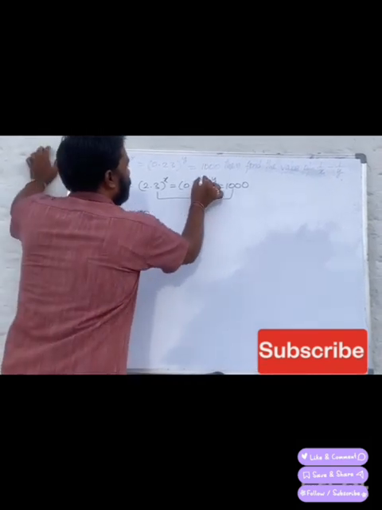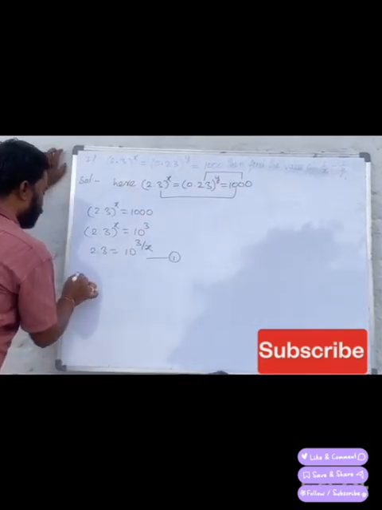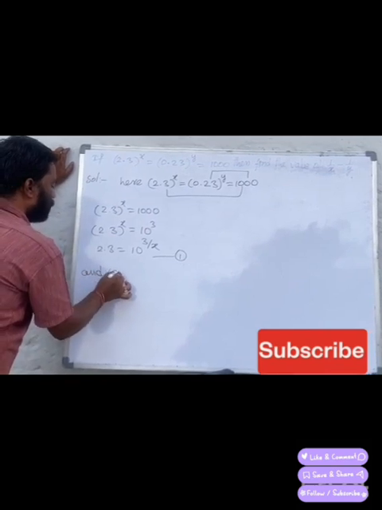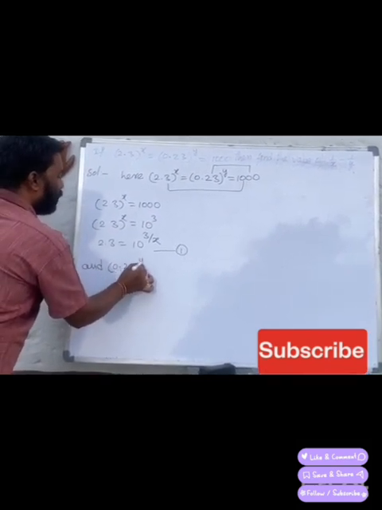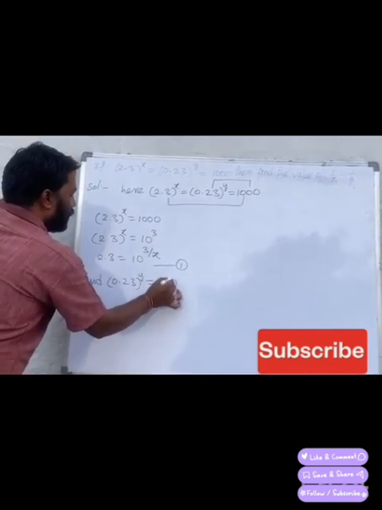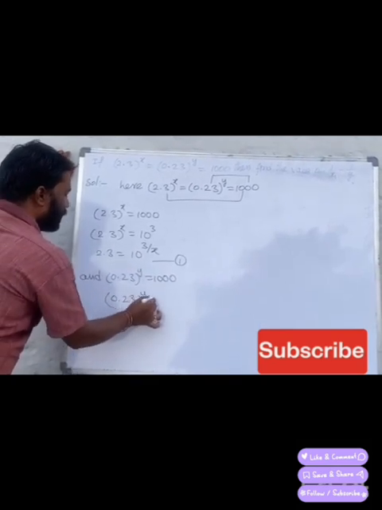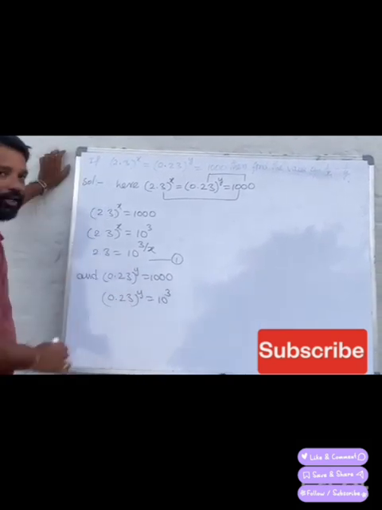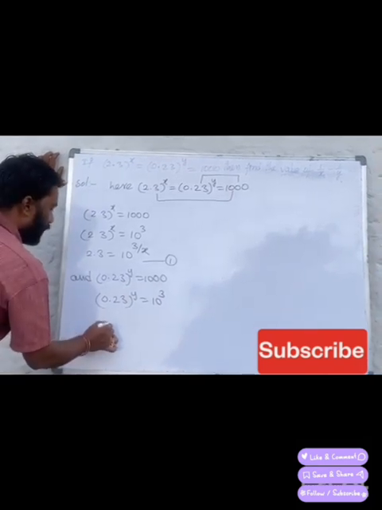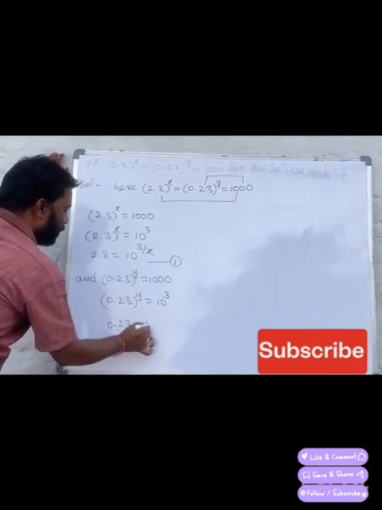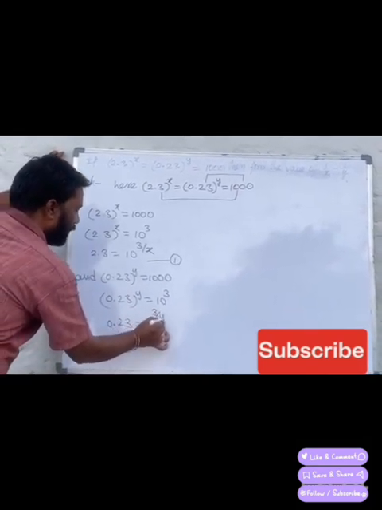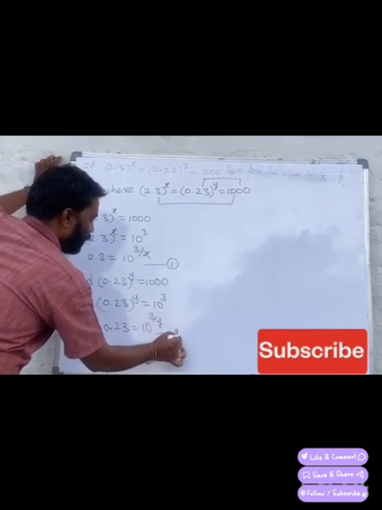Next I am taking 0.23 power y is equal to 1000. So 0.23 power y is equal to the same, this is also 10 cube. So 0.23 is equal to 10 power 3 by y. This is equation number 2.